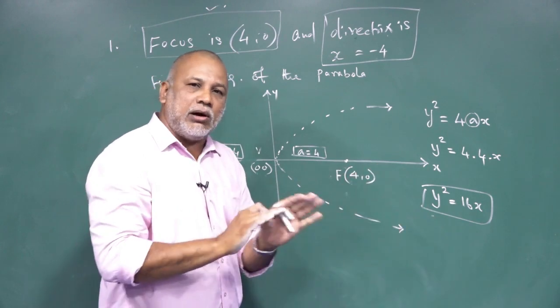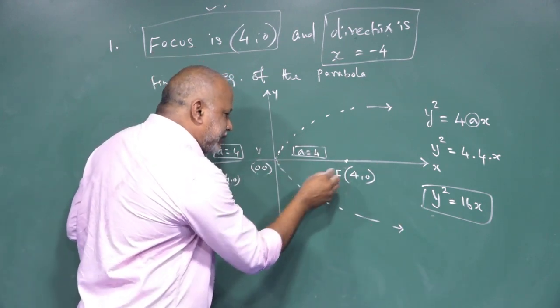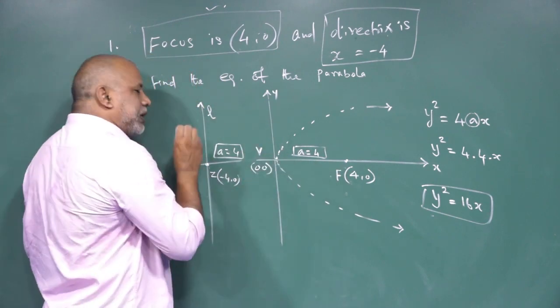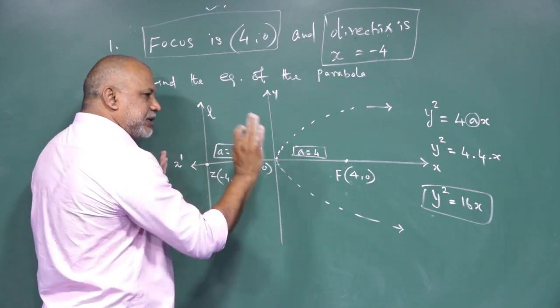So far we have discussed all the types. This is type number 1. So a must be the distance between the vertex and the focus. It is also equal to the distance from the vertex to the directrix. Always this distance must be equal.